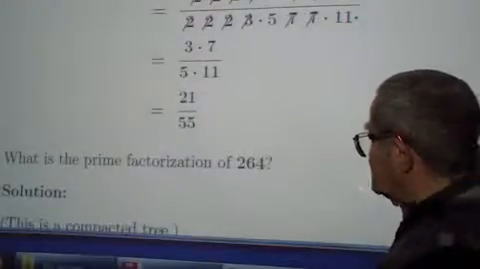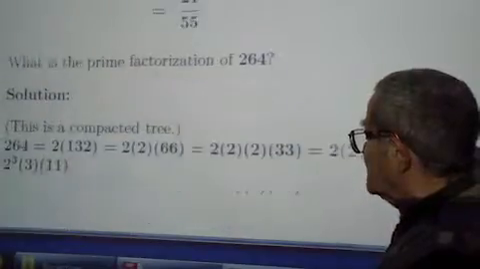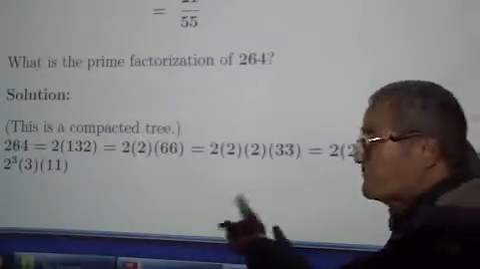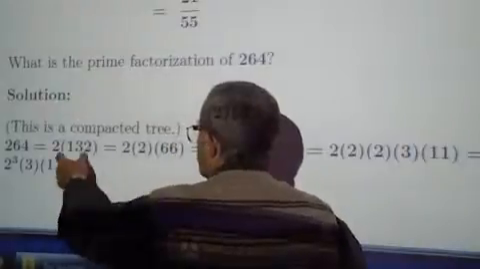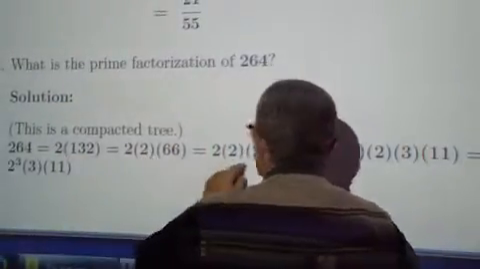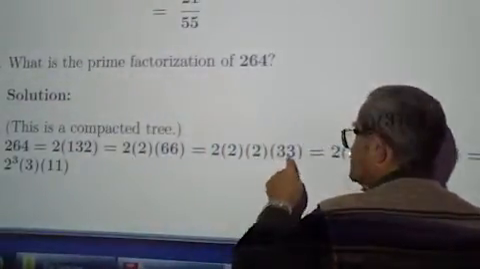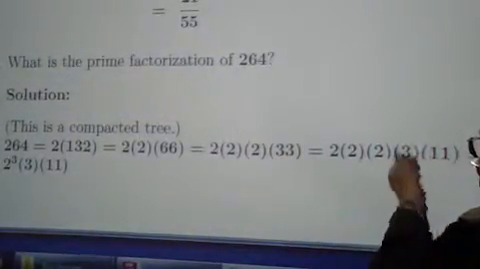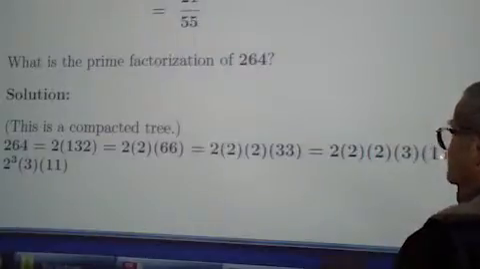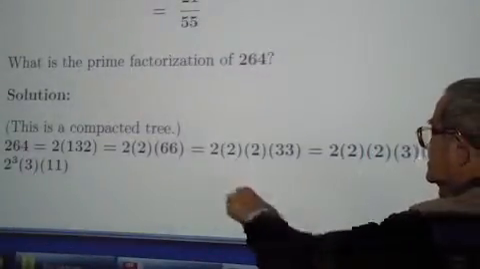What is the prime factorization of 264? I made a compacted tree. What do I mean by that? This is 2 times something. The 132 is 2 times something. The 66 is 2 times something. The 33 is 3 times something. And I'm down to just prime numbers. So it looks like 2 cubed times 3 times 11.